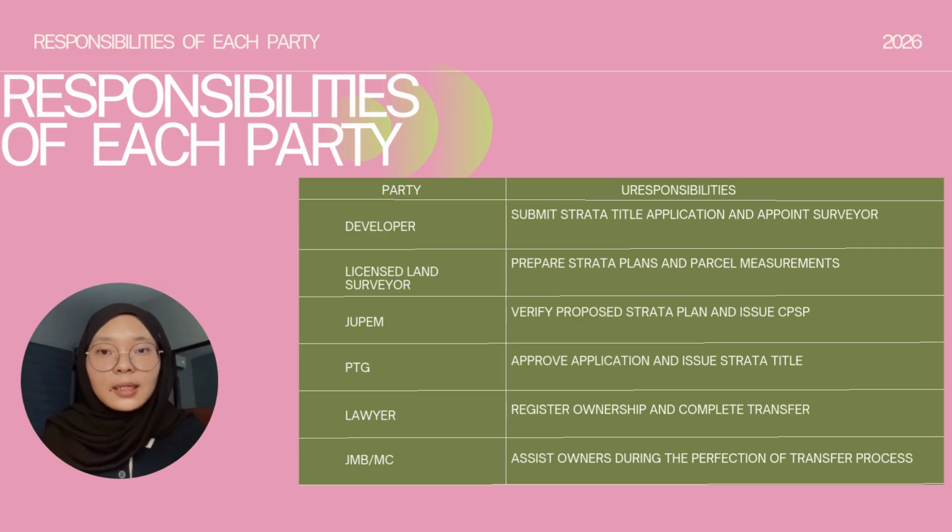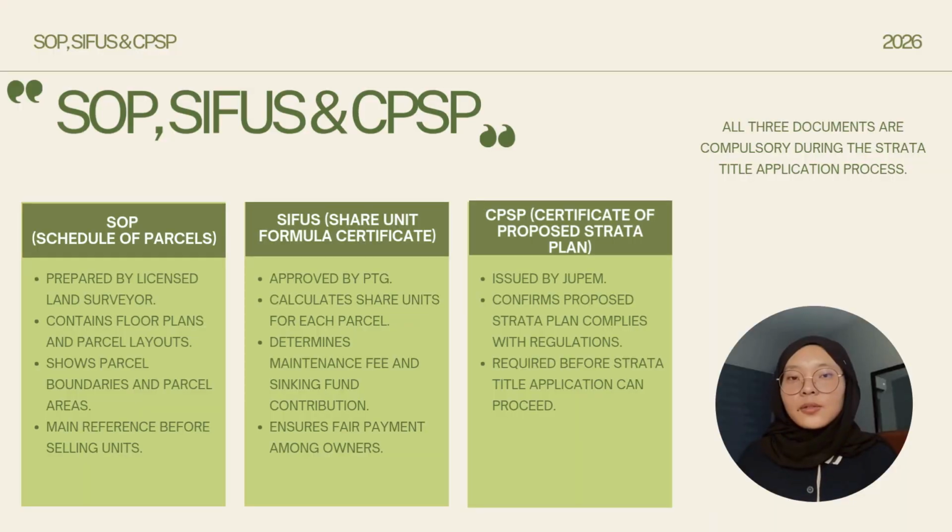titles. Finally, the lawyer completes the legal documentation and registers the strata titles under the owner's name through the perfection of transfer process. Three important documents are involved in the strata title application process, namely SOP, SIFUS, and CPSP. The first document is the Schedule of Parcels, or SOP.